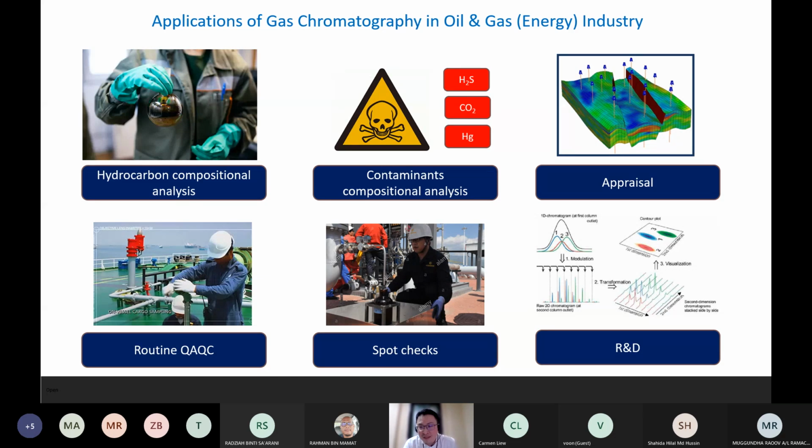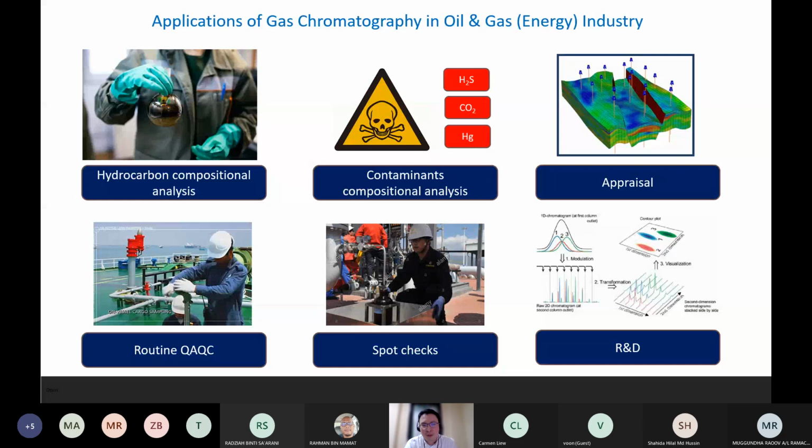We also use it for appraisal. This is normally done by the geochemists, we call them. They would collect a sample from deep down in the earth, before we start drilling for wells, and we measure the composition of the samples, for example, to determine if that particular area has oil and gas or not.